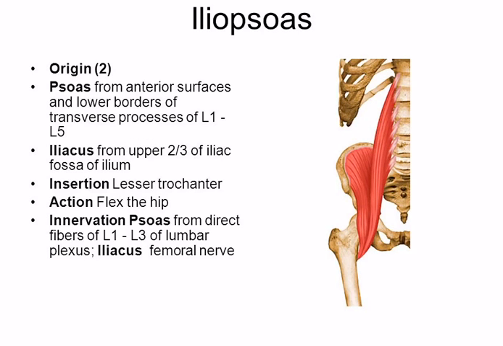Iliopsoas. Origin: psoas from anterior surfaces and lower borders of transverse processes of L1 to L5; iliacus from upper 2/3 of iliac fossa of ilium. Insertion: lesser trochanter. Action: flex the hip. Innervation: psoas from direct fibers of L1 to L3 of lumbar plexus; iliacus, femoral nerve.